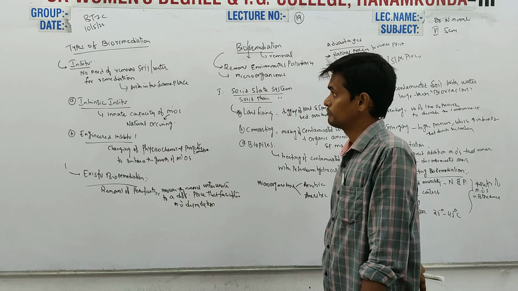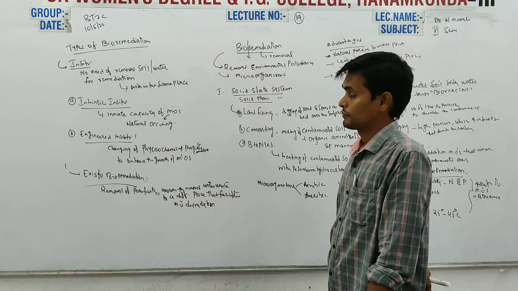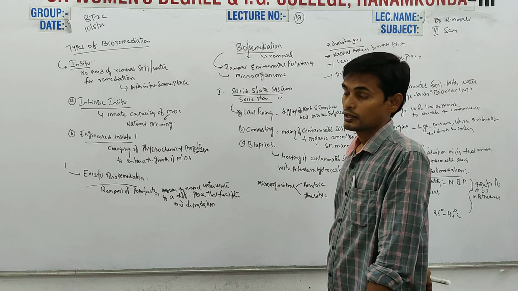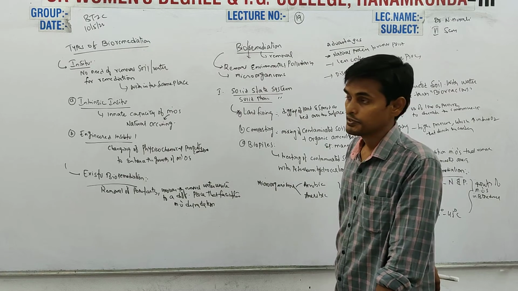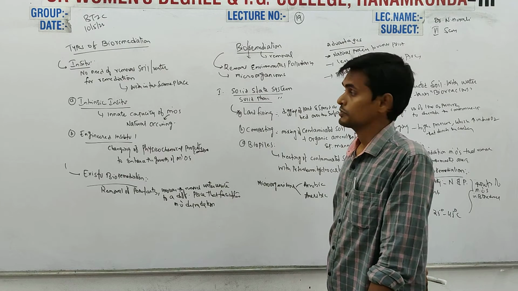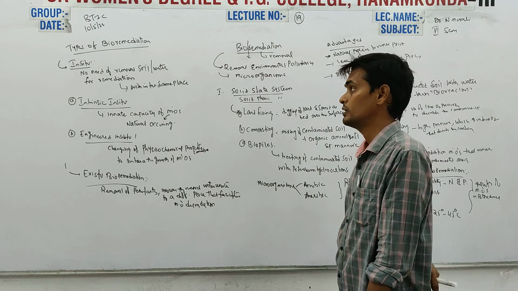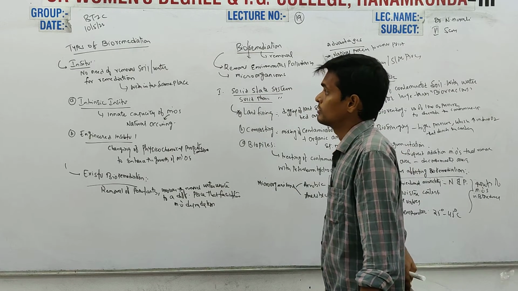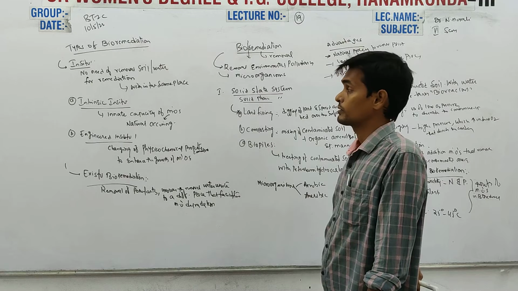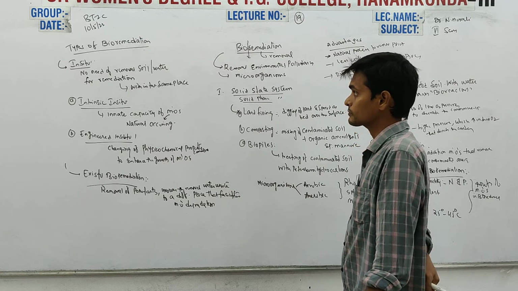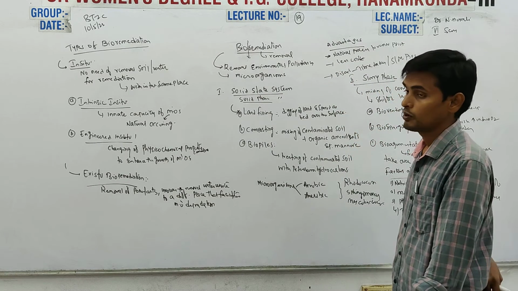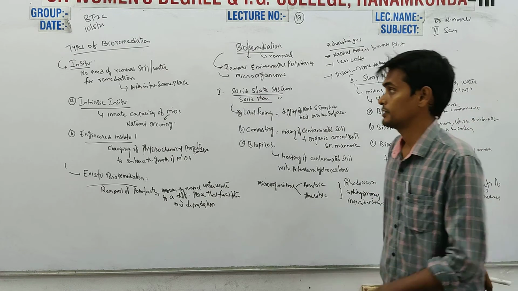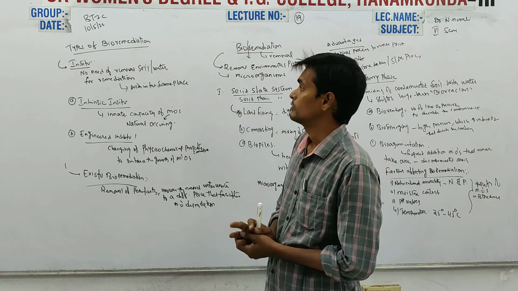There are two categories of bioremediation. The first one is in situ bioremediation. It is the cleaning of solid waste or water waste within the same place where the waste has been produced. There is no need to move the contaminated soil or water from one place to another. That is in situ bioremediation.